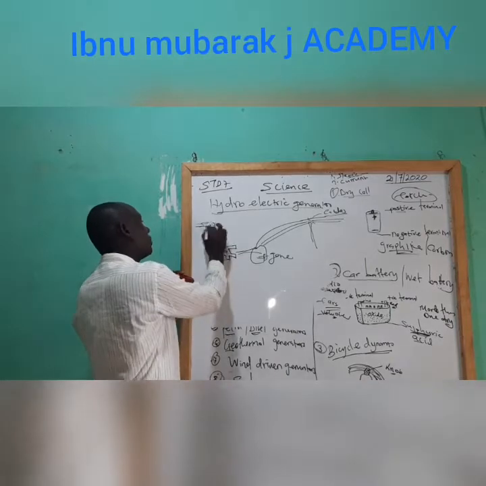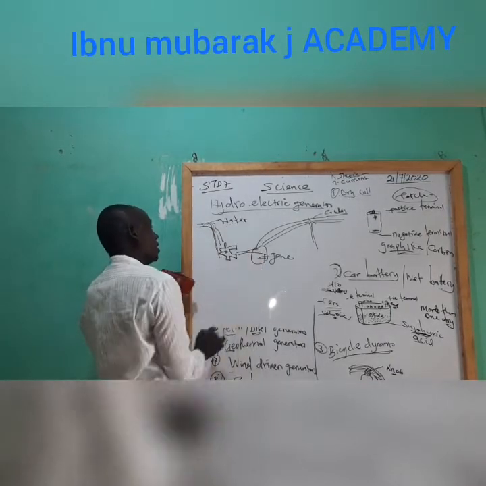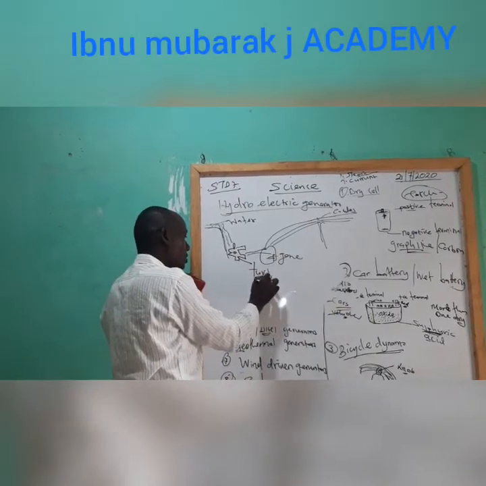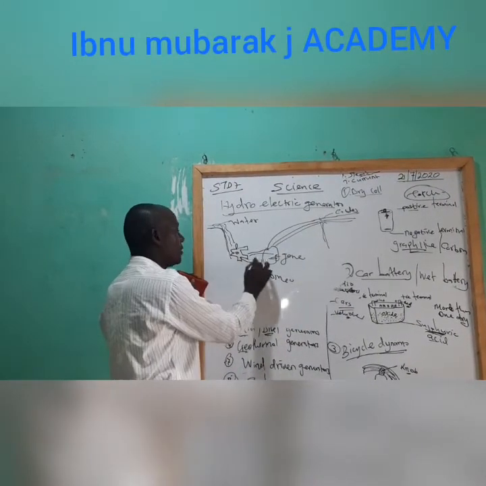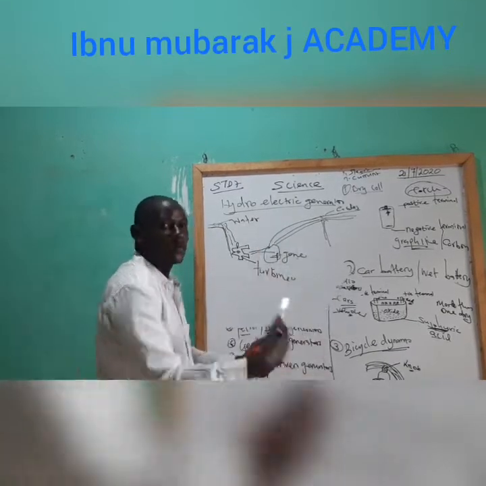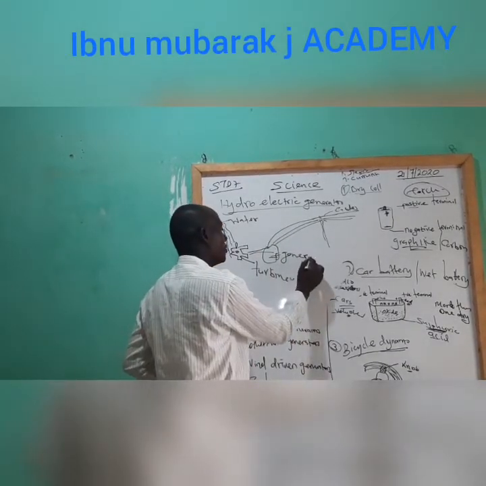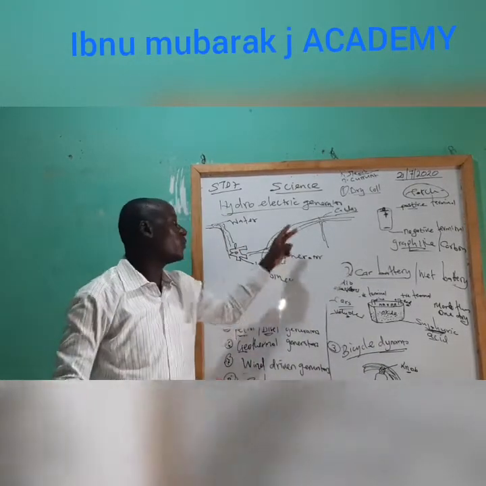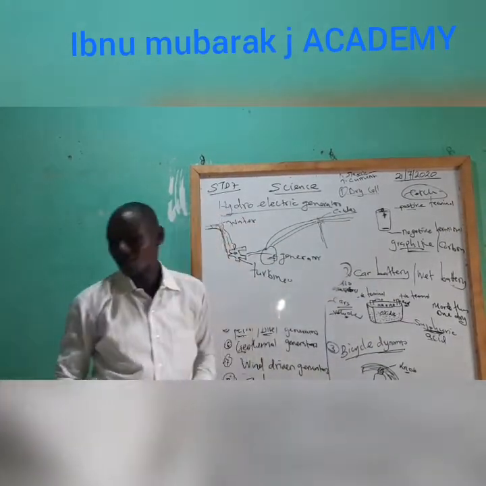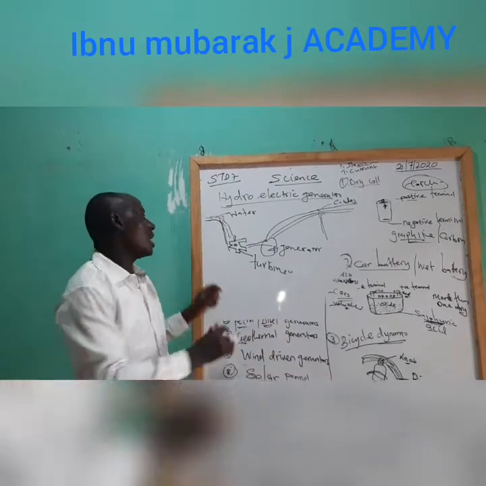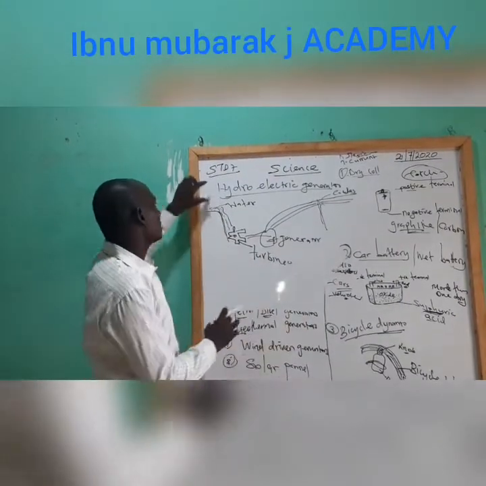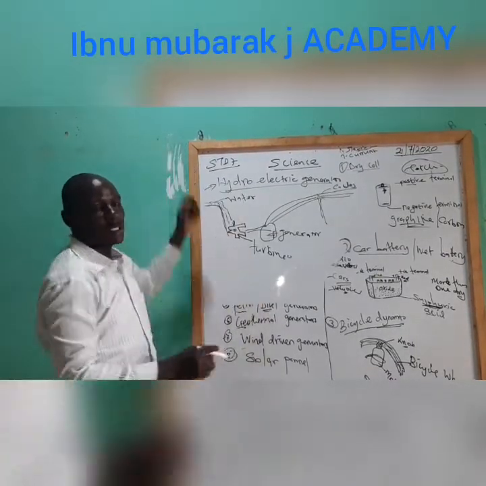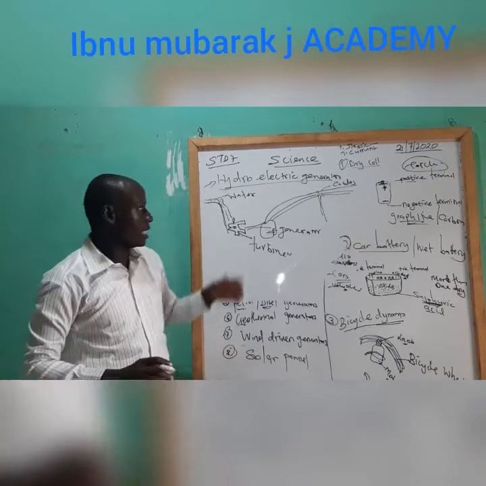This is the waterfall. It runs to ensure the turbines are rotated. These turbines make sure the generator moves. This generator is the one that now produces electricity that flows through the cables to our houses, to all across the nation. This is the type of electricity commonly used in Kenya.